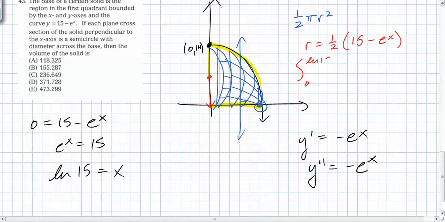0 to the natural log of 15 of, put pi on the outside, r squared. I'll do it. Yeah, I just want to put it all together. It's going to be 1/2 (15 minus e to the x), all raised to the 2. And then what's the thickness of each of these? Oh, sorry, it's 1/2. Thank you. dx. Are you okay? Do you understand now with this?